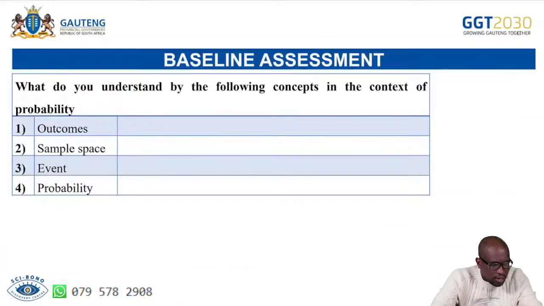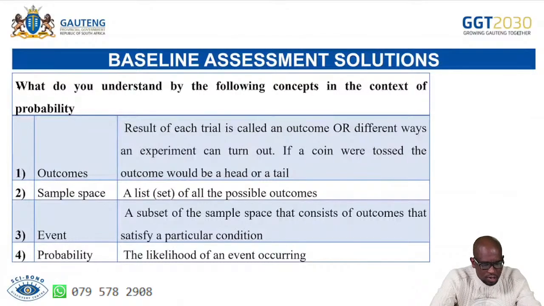All right. Okay, let's move on. I want us to look at the solutions to these questions. Number one, outcomes. The result of each trial is called an outcome. So the result of any trial that you have in probability, you call it an outcome, or different ways an experiment can turn out. If a coin were tossed, the outcome would be a head or a tail.